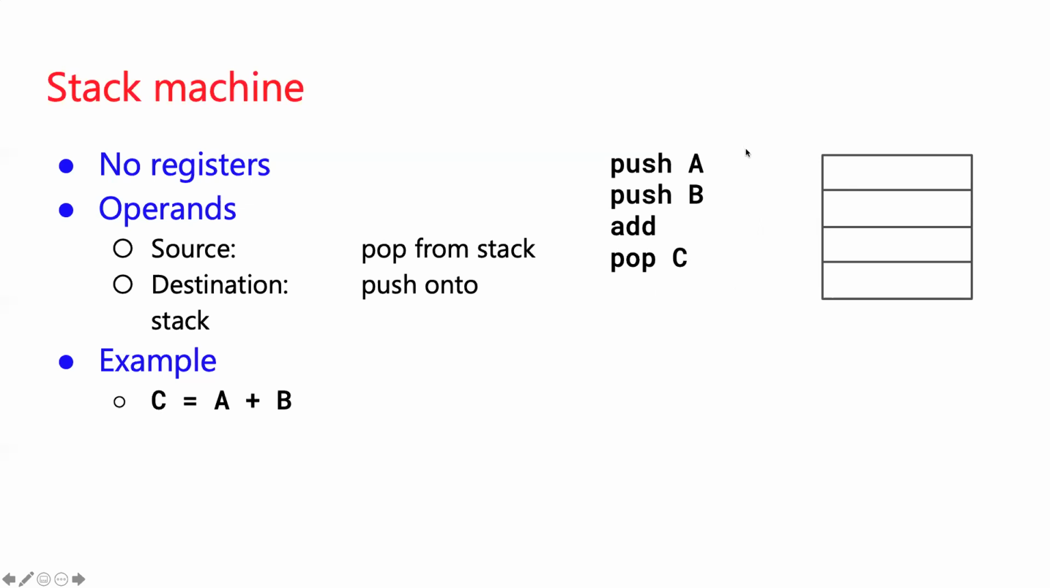We might get the value of A, push it onto the stack. We might get the value of B, push that onto the stack. And then the add instruction wouldn't require explicit operands. It would know that its job was to get its operands from the top of the stack. So when we do add, it would automatically pop the top two things on the stack, so B and A that we just pushed onto the stack. It would add them up and push the result on the stack.